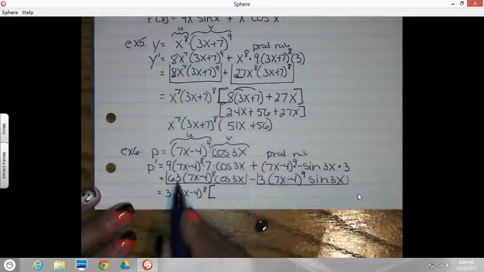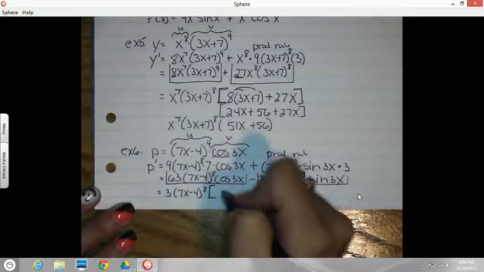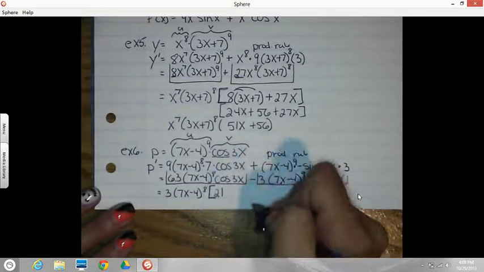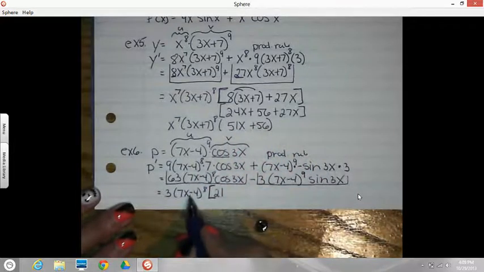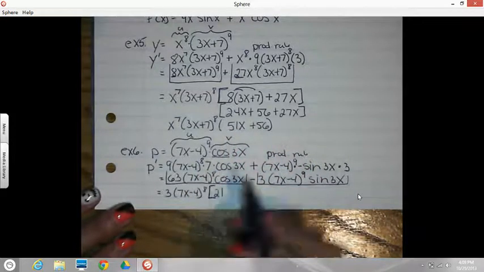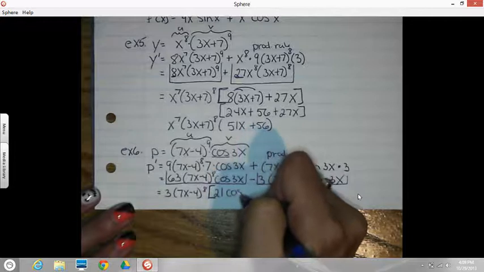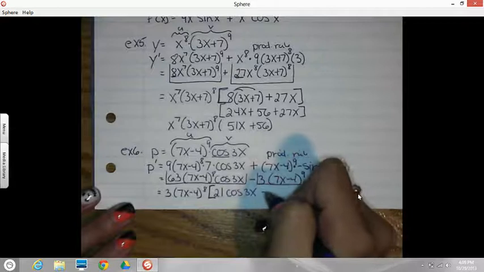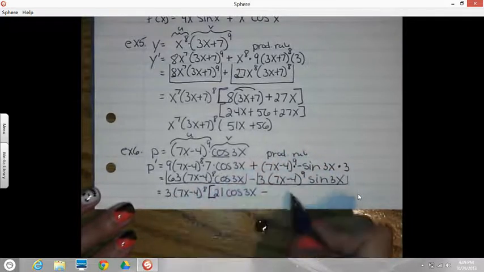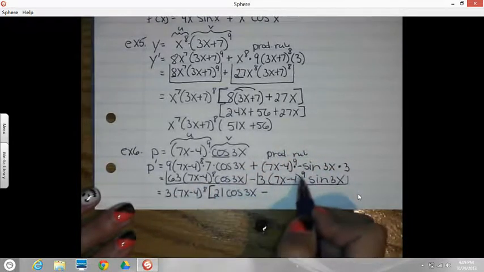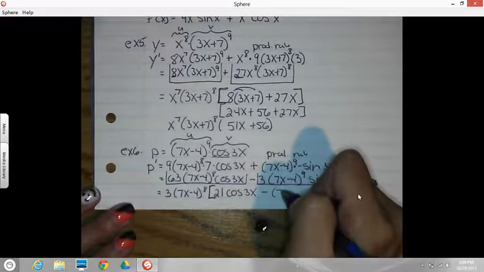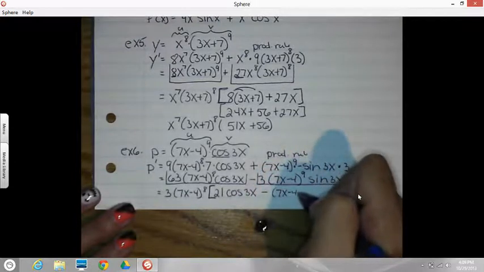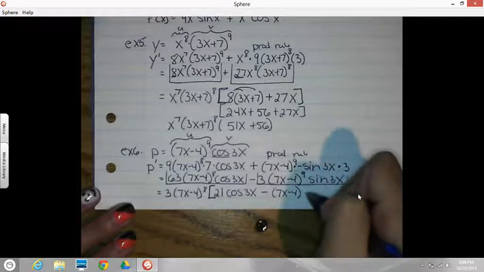Well, 63 divided by 3 leaves 21. All 8 of those are out of the basket. There's none left in here. We've got a cosine 3x. Minus. The 3 is out in front. That's not left. We've got 8 of those. I had 9. I still have one of these left. And I still have the sine 3x.